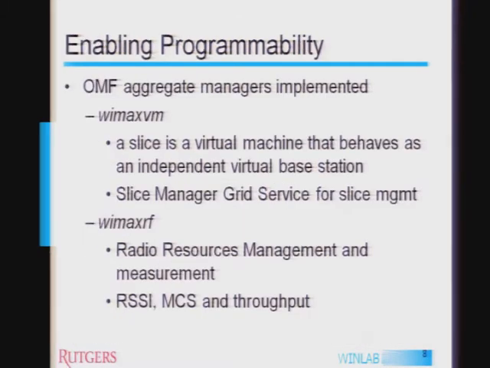So these are the two services we've implemented using the ORBIT management framework. One is the wimaxvm grid service. So when I say slice, I mean it's a virtual machine that behaves as an independent virtual base station. And this wimaxvm service helps us manage these slices that we provide to each user. And the WiMAX RF service is used for radio resource management and measurement. For example, you can get per client received signal strength measurements. You can get the MCS at the client and throughput. So the grid service, the web service, can be queried for all these requests.